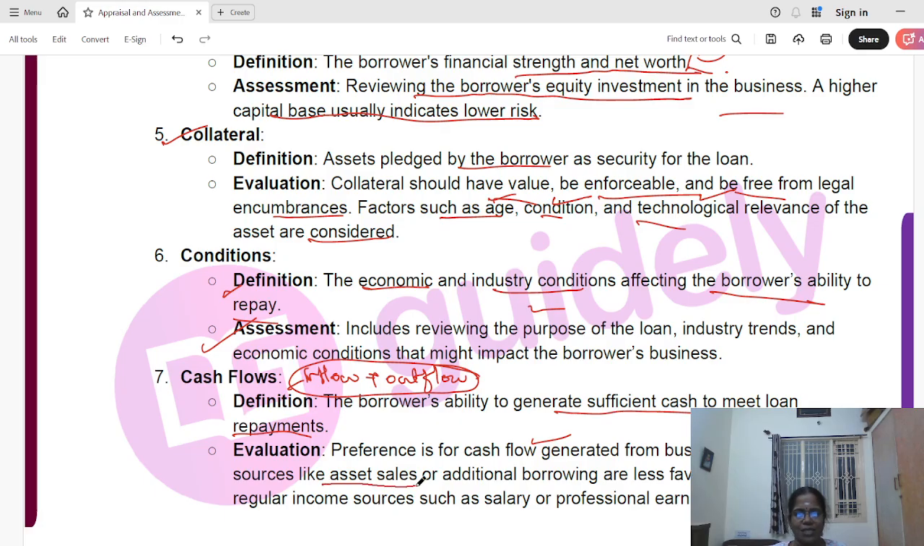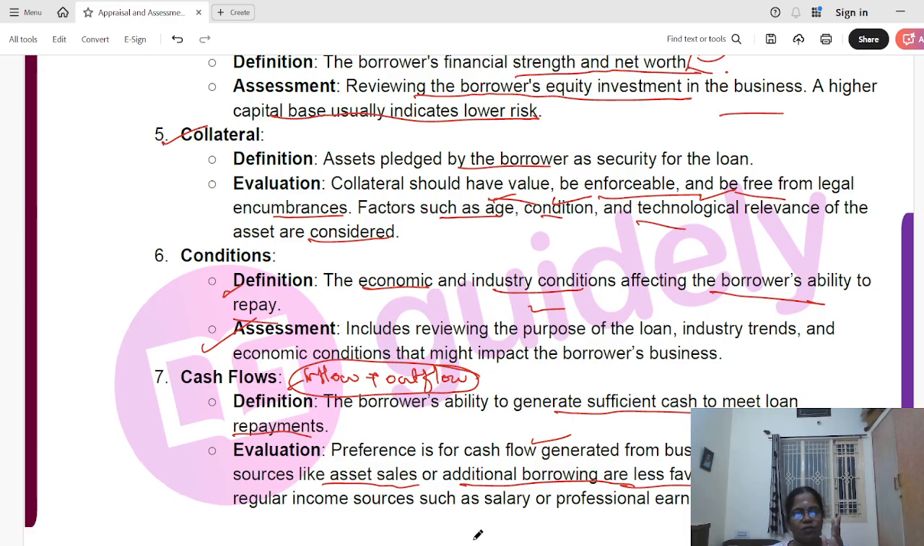Other sources like asset sales or additional borrowing are less favorable for individuals. Evaluation: how they can evaluate the inflow and outflow of the cash. So when they are assessing the inflow and outflow of the cash, what is their business operation, what are the other sources to make the profit, only from the amount which comes from the business profit or any other cases are there. Everything should be checked.